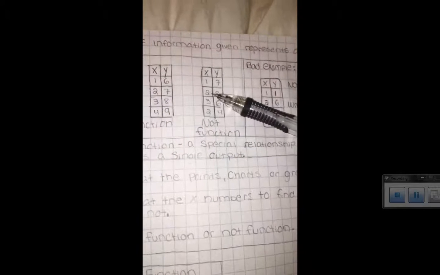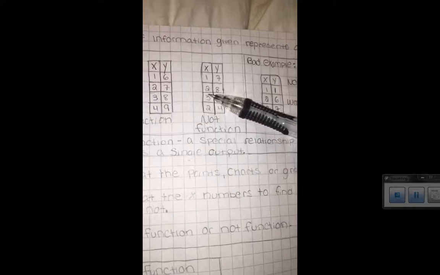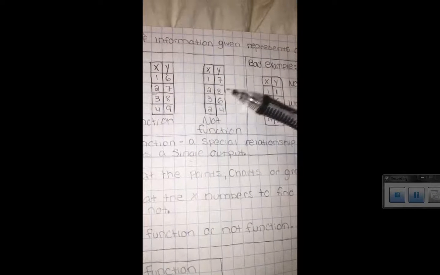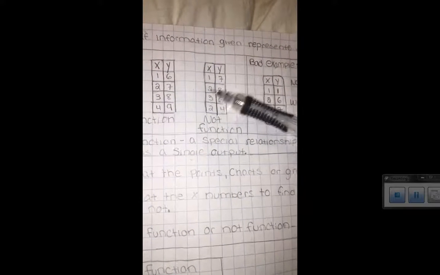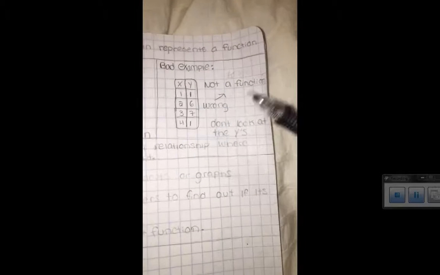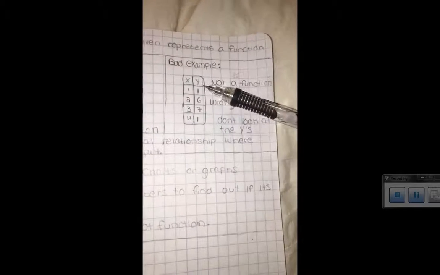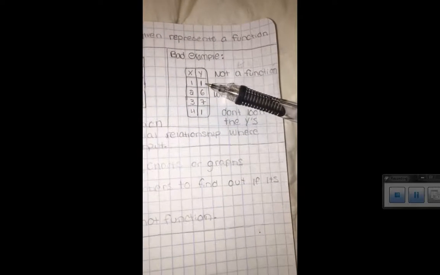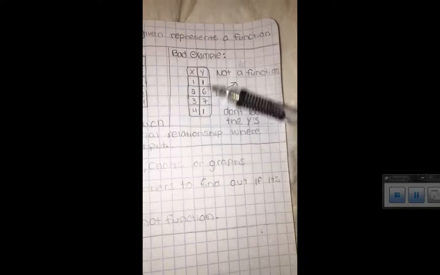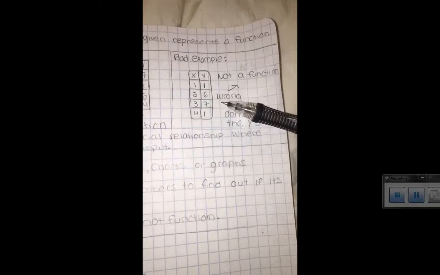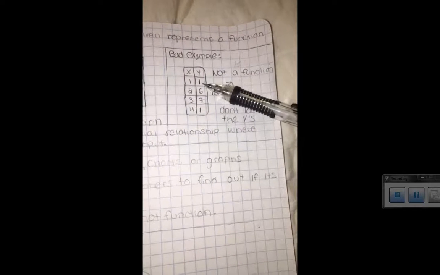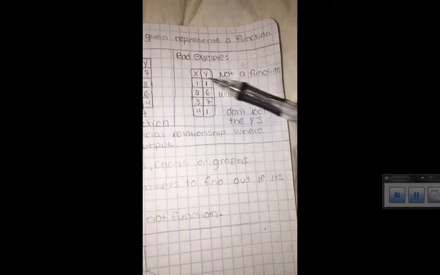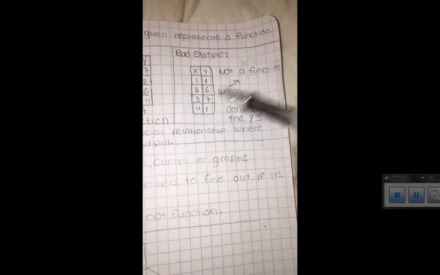This one would not be a function because 2, that's an input, has 2 outputs. So 2 has an output of 8 and 4. A bad example is looking at the y's instead of the x's. So you can see that the y's has 2 1s and you think it's not a function. So you would say 1 has an output of 1 and 1 has an output of 4. So you would say it's not a function.